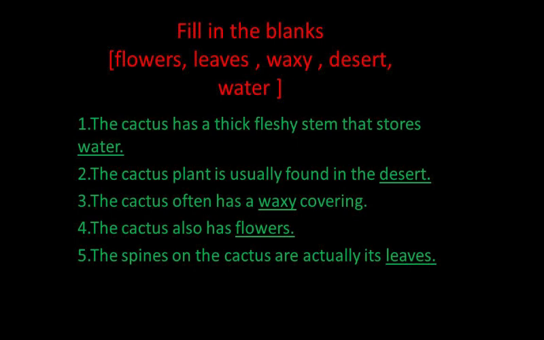The second one is, the cactus plant is usually found in the desert region. So it grows in a dry environment, so it is usually found in a desert region. The third one, the cactus often has a waxy covering. It is called a waxy covering. Fourth one, the cactus also has flowers. So there are some cactus which have flowers.